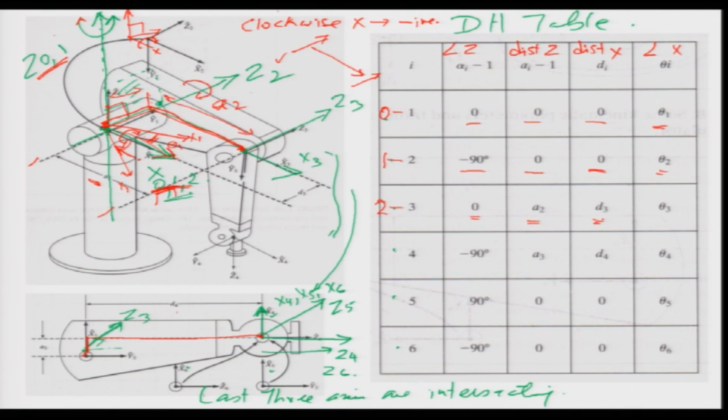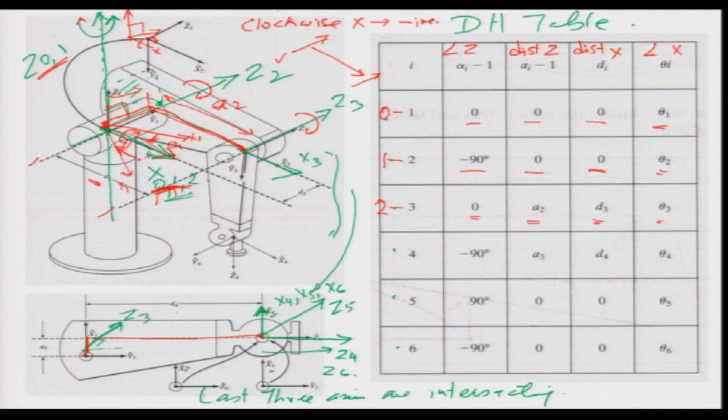And when link 3 rotates either clockwise or anticlockwise, what will change? The angle between x3 and x2. Theta is the angle between the x2 axis, which is pointing in this direction, and x3 is here. So when axis 3 rotates, theta 3 is going to change.